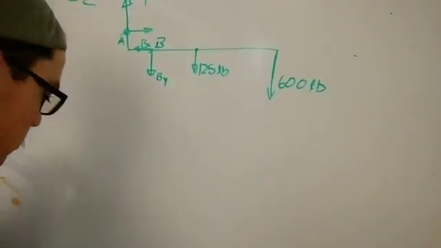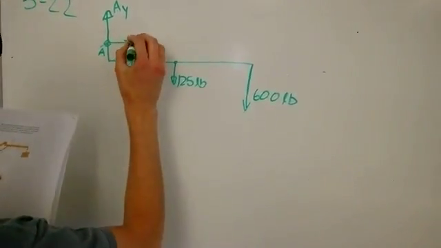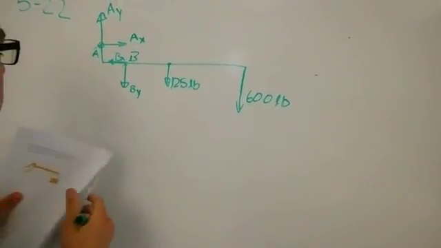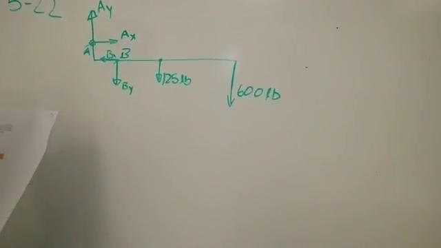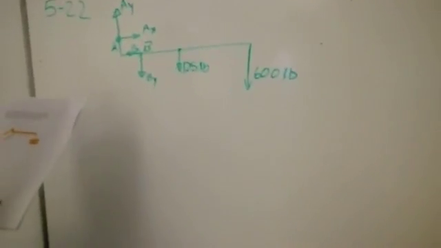Now you've got an AY and an AX, a BX, and a BY. But you're only going to be able to write 3 equations, and you've got 4 unknowns. So you have to reduce an unknown somehow. Wait, don't the AY and the BY cancel out, right? No, they don't.